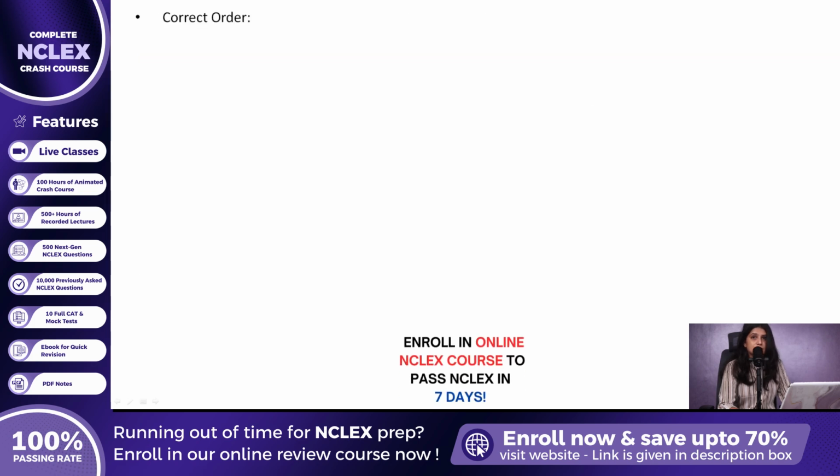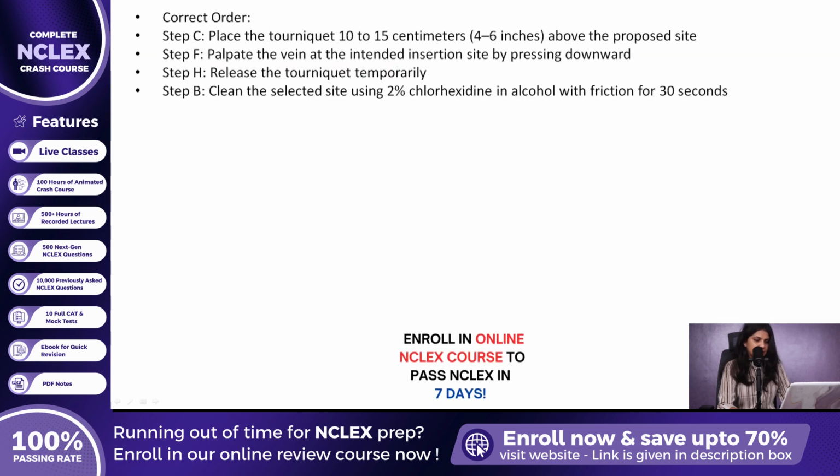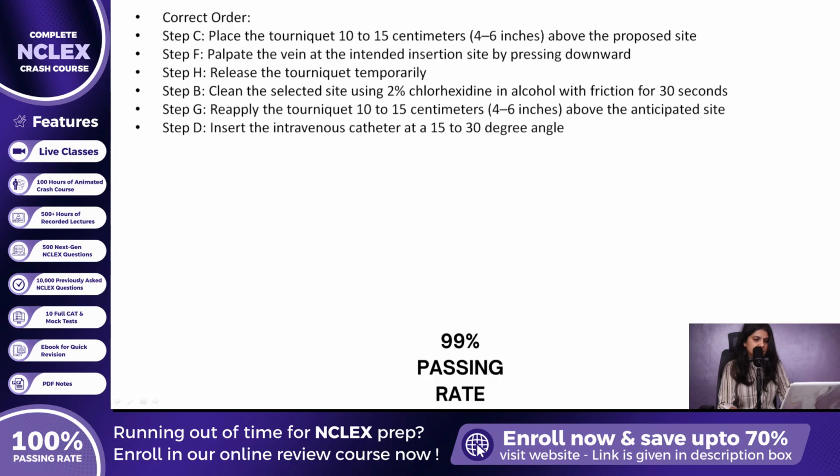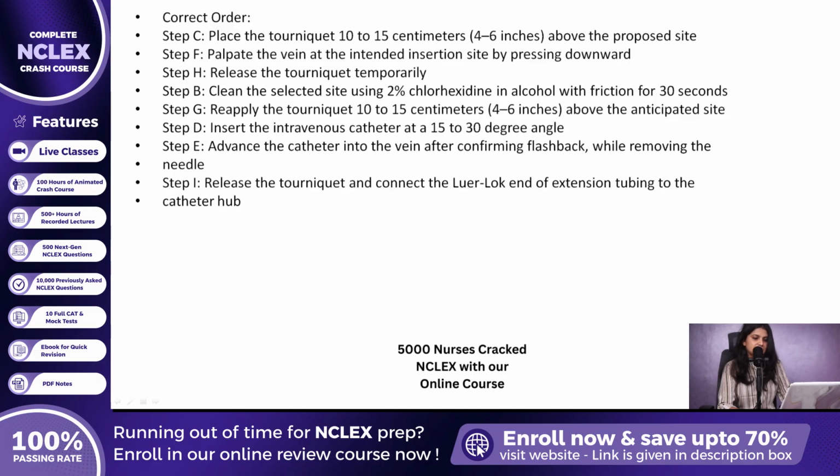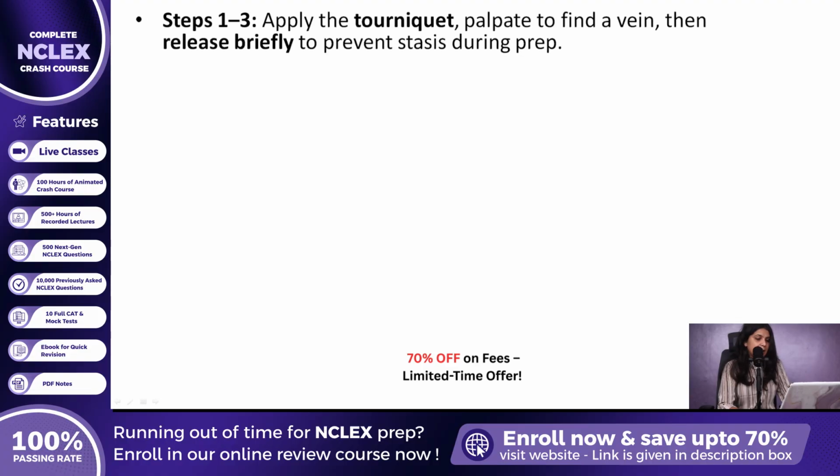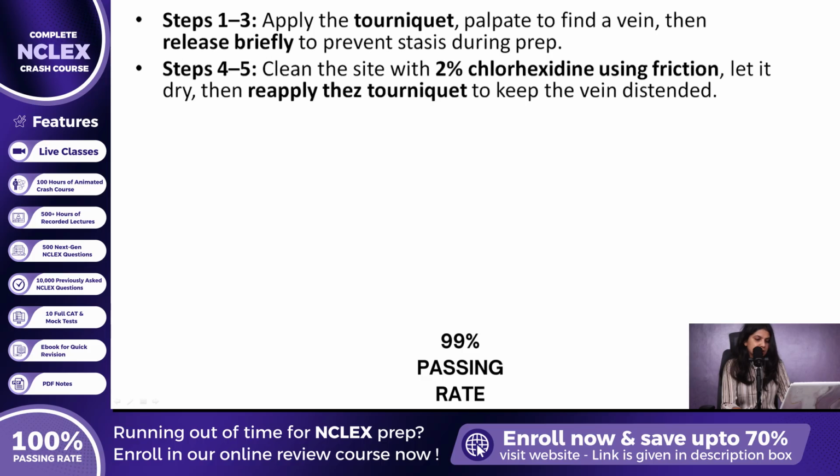The correct order is Option C, Option F, Option H, Option B, Option G, Option D, Option E, Option I, and Option A. Option C comes first, as placing the tourniquet helps distend the vein for selection. Next is Option F, palpating the vein to confirm location and size. Option H follows, releasing the tourniquet to avoid venous stasis while preparing the site.